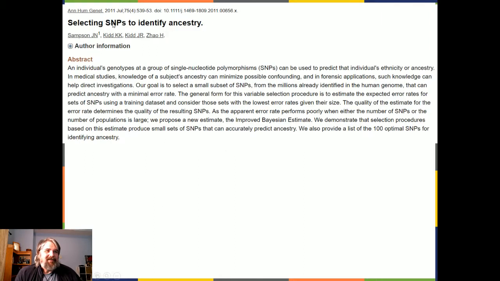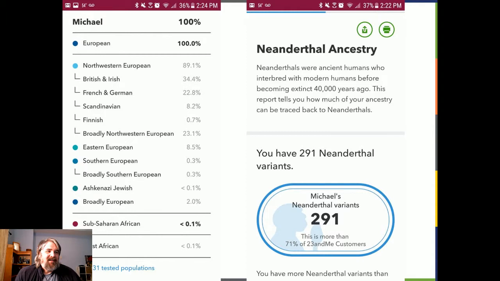So you can use these SNPs to identify ancestry, and I have done this with the 23andMe service. This is for entertainment use only, realistically, because what's the value in this data and this information?